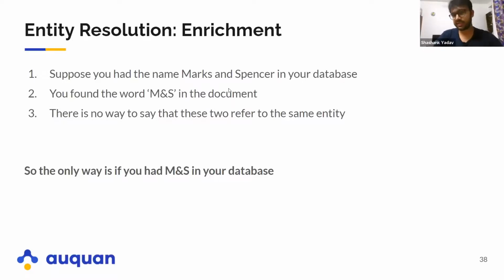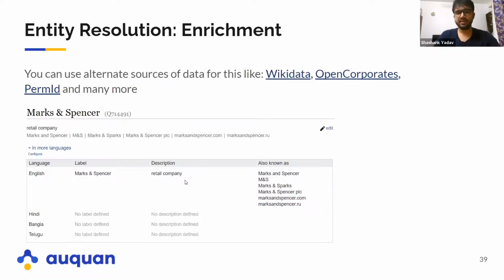Using any string matching algorithm, you cannot say that these two are the same entity. The strings are just too different, and you cannot compare and say that MNS is Marks and Spencer. If I didn't tell you that and you didn't know about Marks and Spencer, you wouldn't know that. So we cannot expect the computer algorithm to do the same. So the only way to achieve it is by adding MNS to your database. There is just no other way. But thankfully, that is not so difficult to do.